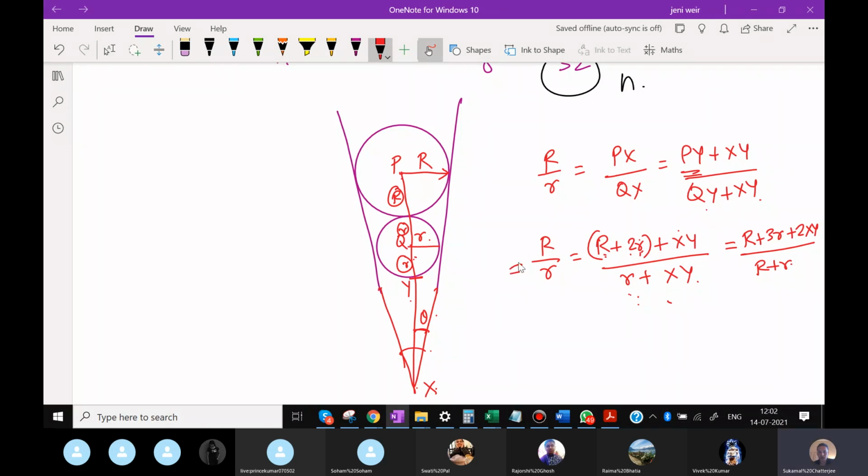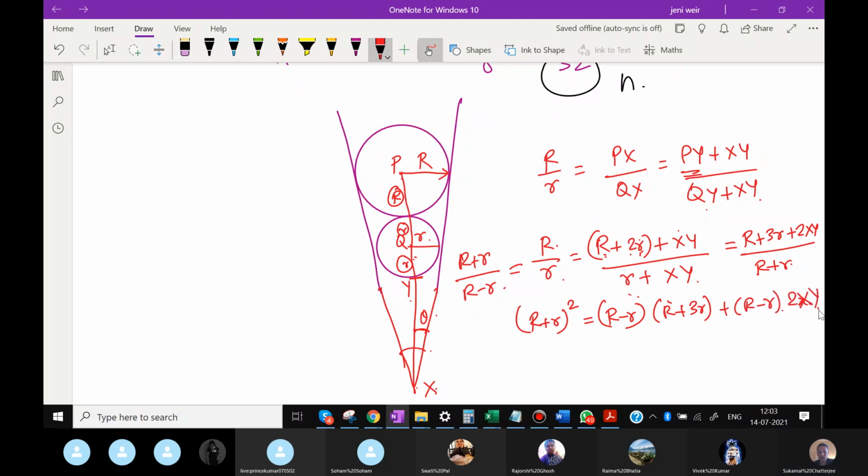Yes, sir. And you do the same thing here. So numerator plus denominator would be R plus r by R minus r, correct? Yes, sir. So that means you cross multiply now. So you get R plus r whole square equals R minus r into R plus 3r plus R minus r into 2xy, right?